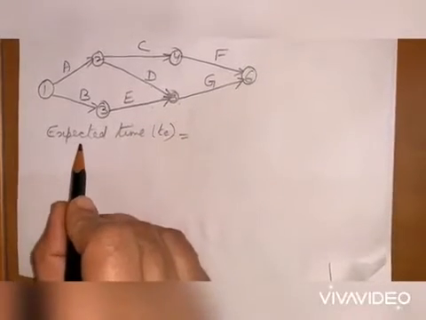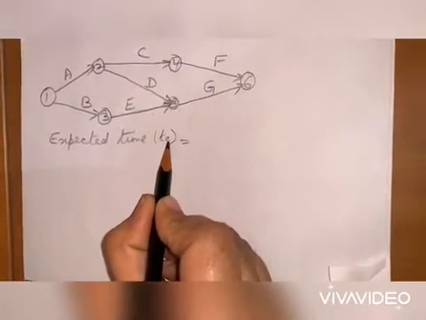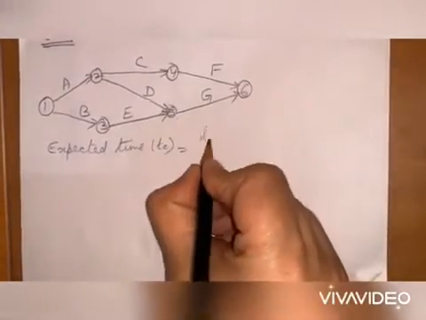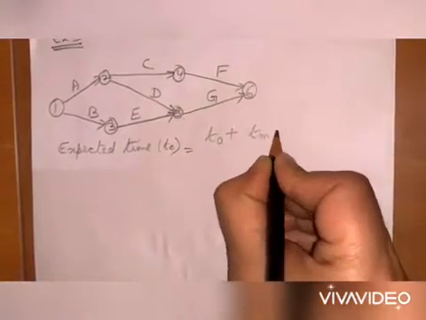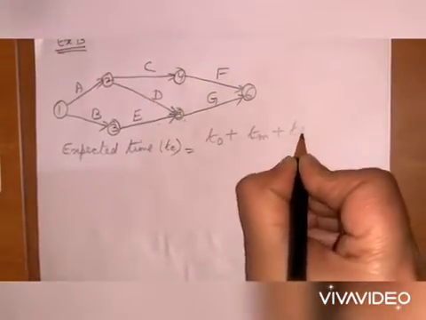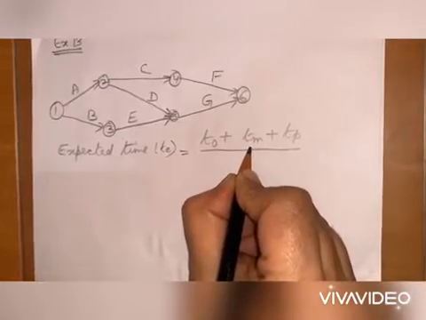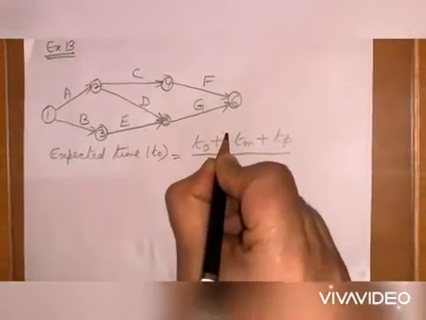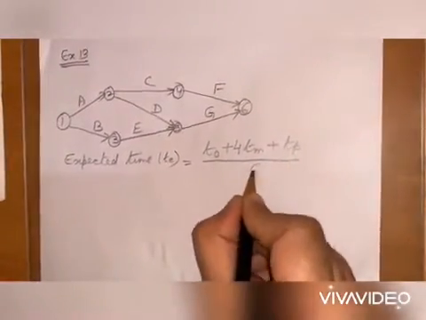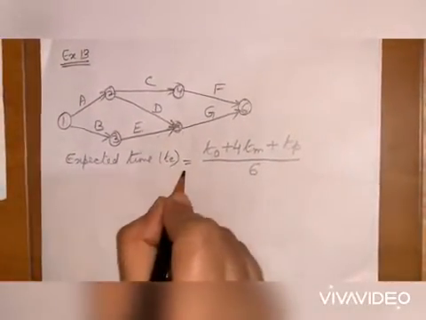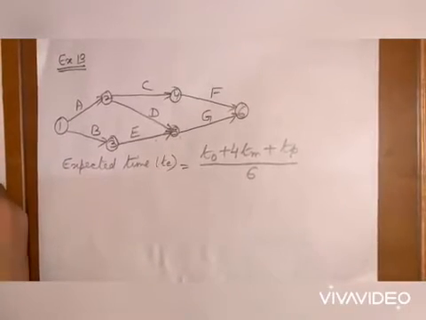We have to find expected time, which is shown by TE for each activity, and the formula is optimistic time, most likely time, and pessimistic time, and their average. As the chances are high for most likely time, it will be 4 TM, and 4, 5, 6. So this will give you the formula for expected time. So we have to find out for each activity expected time in the given question.